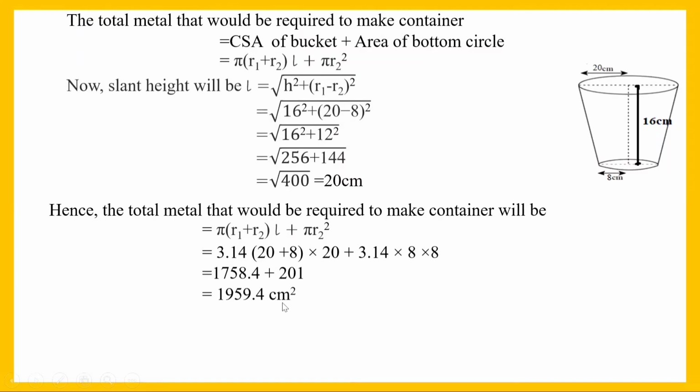Now I also need to find out the cost of making this bucket. Now it is given to us that for 100 centimeters square, the cost is rupees 8. So if 100 centimeters square costs rupees 8, that means 1 centimeter square will cost rupees 8 upon 100. So 1959.4 centimeter square will cost rupees 8 upon 100 into 1959.4, which comes out to be approximately rupees 157. So I hope you have understood the solution. Thank you so much.